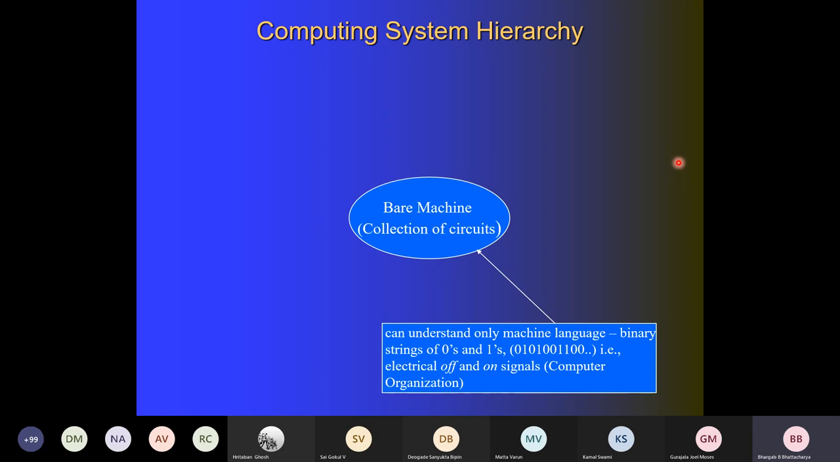So at the core of it, you have what is called the bare machine, which is nothing but a collection of logic circuits. So it has combinational circuits, sequential circuits, different flip-flops representing states and so on. Since it is just a collection of logic circuits, obviously it can communicate to the external world only through sequences of zeros and ones, right? So it can understand only binary strings, and this is called machine language. All right, so basically these are nothing but electrical off and on signals.